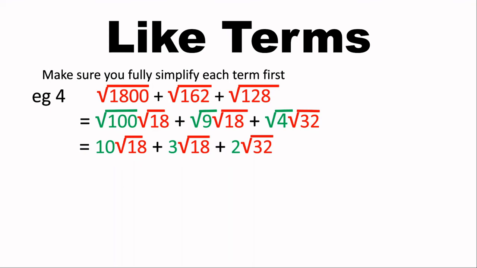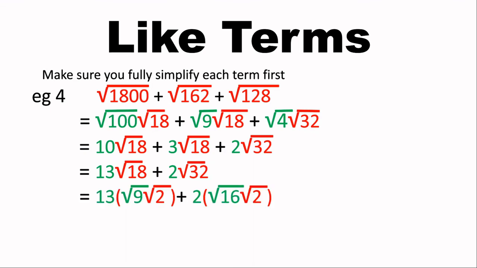Then I could try to group the like terms together, the ones that involve the root 18. 10 plus 3 is 13, so that's 13 root 18 plus 2 root 32. And I would think that I'm done. But look carefully. I haven't simplified each term fully. 18 is the same thing as 9 times 2. And 32 is the same thing as 16 times 2. So I've got some more work to do.